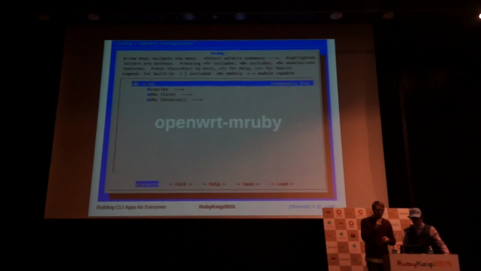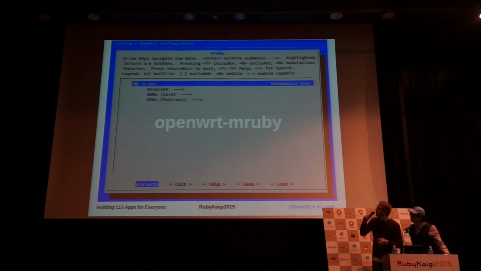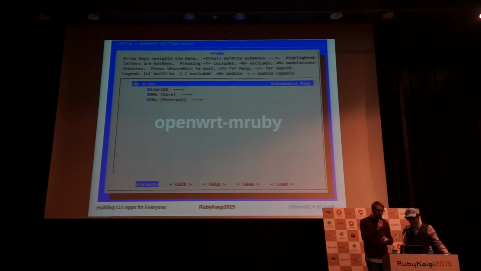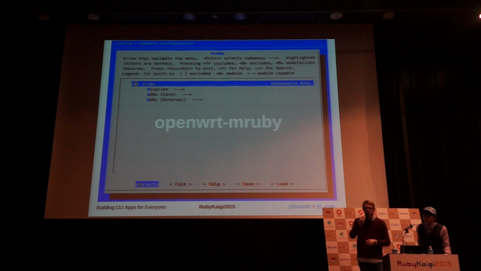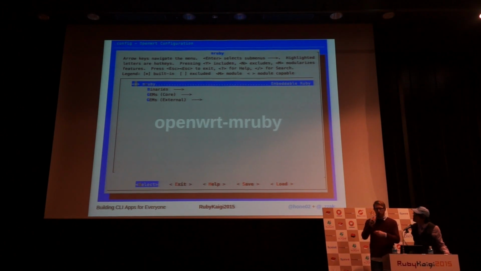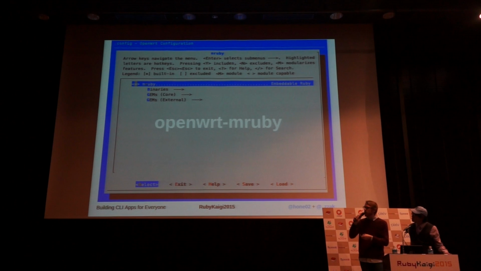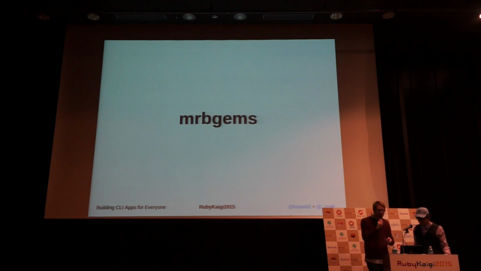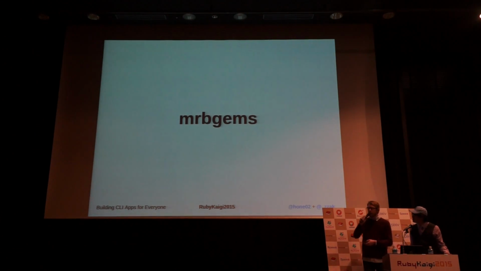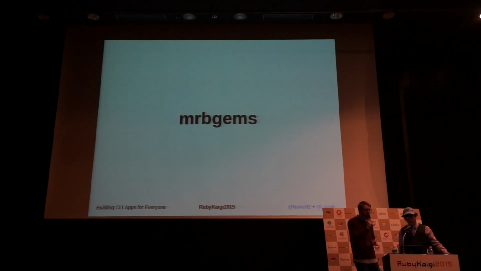And one such example in the real world is a project called OpenWRT, which is designed to embed mruby in routers for internet access. You can see in this screenshot, this is the product. They're actually setting up mruby here and letting the user go through and select which binaries they want compiled and the gems they want compiled into the library. And this is all possible with mruby and with the mrbgems build system. And so we're going to talk a little bit about what's behind that now.